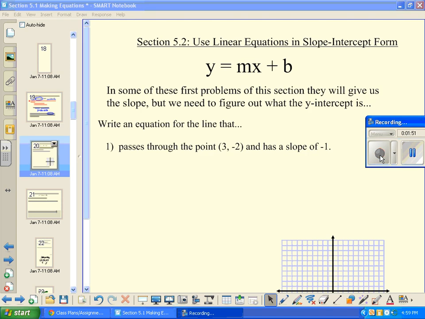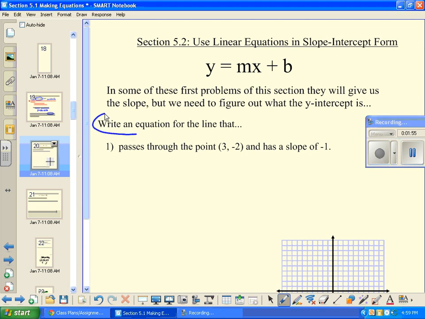So looking at an example of what a problem might look like in this section. This problem says write an equation. So just like we've been doing, we're going to write an equation. It's going to look like this: y equals mx plus b. I just need to figure out what m is and what b is.